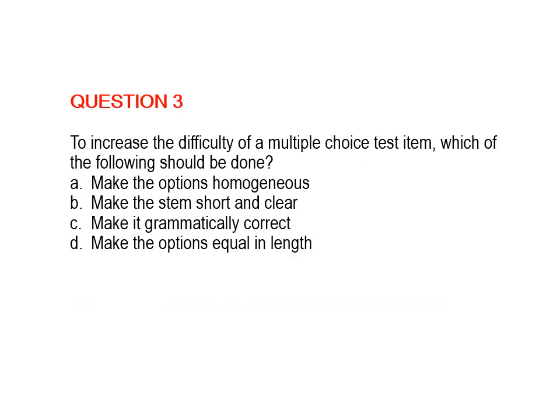Number 3, to increase the difficulty of a multiple choice test item, which of the following should be done? Make the options homogeneous, make the stem short and clear, make it grammatically correct, or make the options equal in length. Go. The correct answer is letter A. Make the options homogeneous.